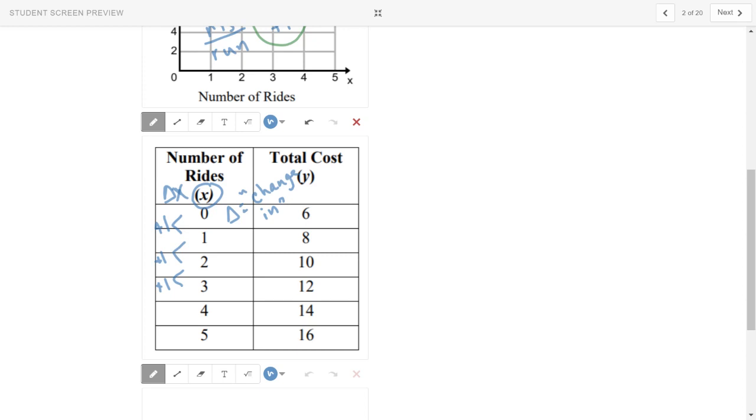So change in x is going up by 1 every time, so change in x is going to be 1. Change in y is going up by 2 every time. So the slope is the change in y divided by the change in x. Change in y is plus 2. Change in x is plus 1. So we get the same slope, which makes sense because it's the same relationship. We should get the same slope.